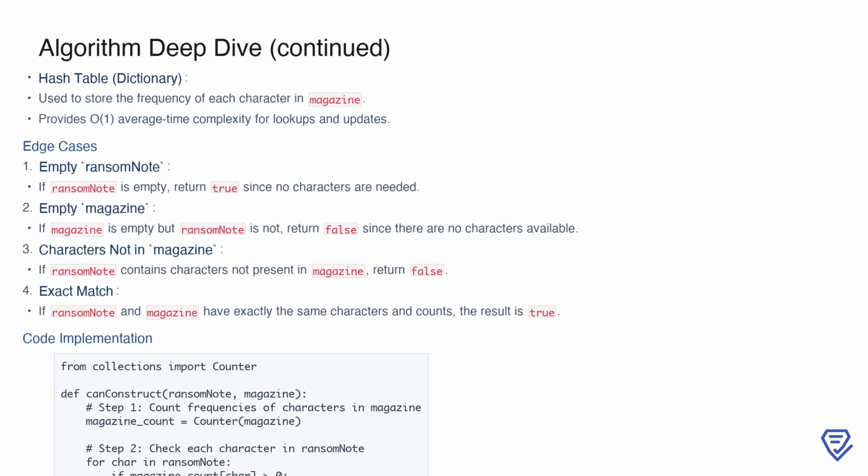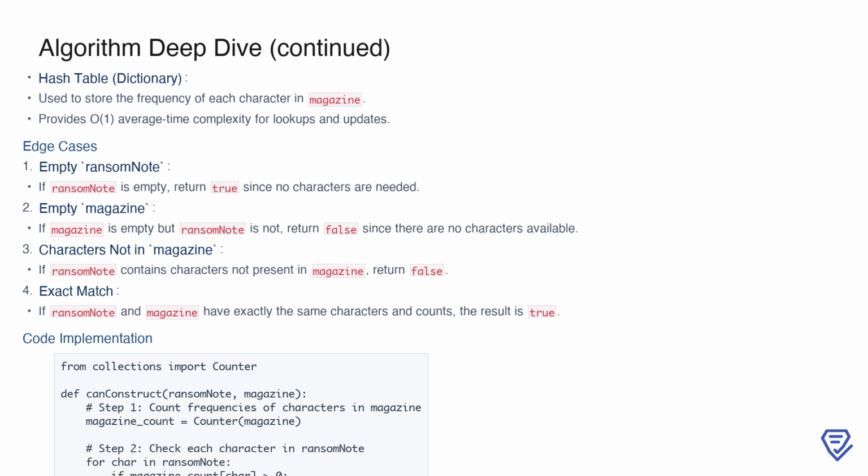There are also several edge cases we need to consider. If ransomNote is empty, we can immediately return true since no characters are needed to construct it. Conversely, if magazine is empty while ransomNote is not, we return false because we don't have any characters to work with. Another edge case arises when ransomNote contains characters that don't exist in magazine. In such cases, the result is false. Finally, if the two strings are identical in both characters and frequency, the result will be true because the construction is trivially possible.